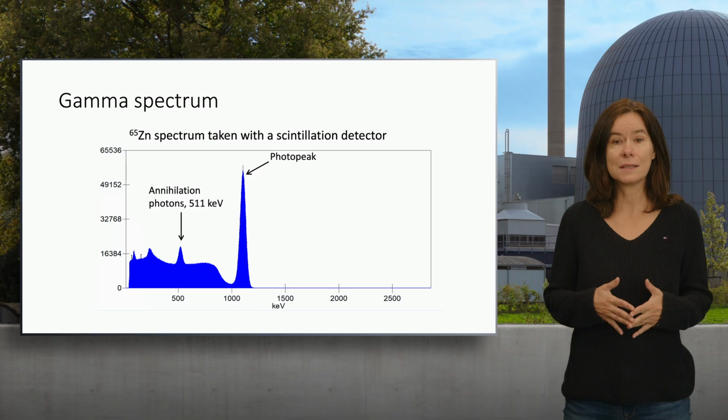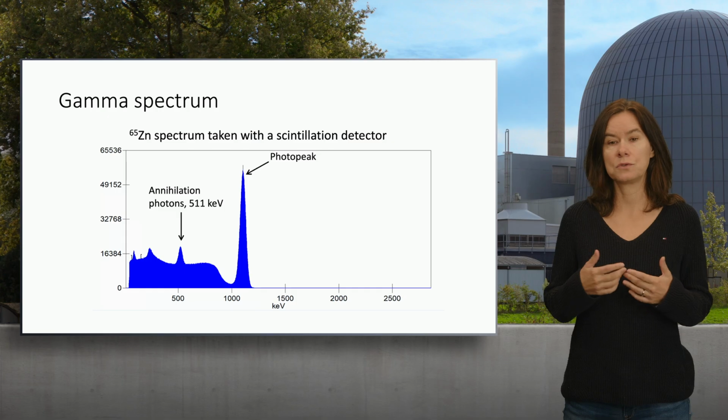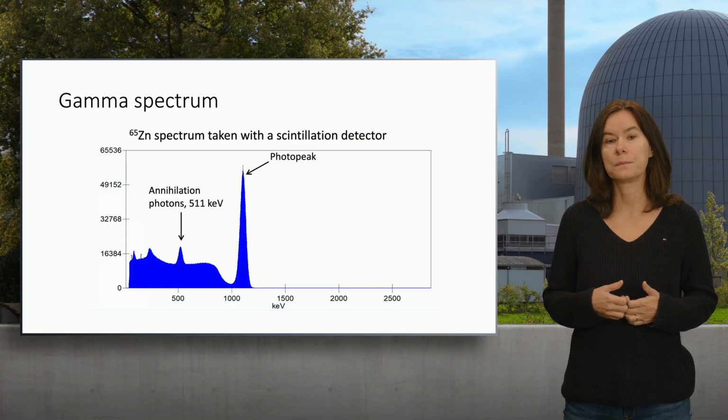I hope you now understand that each radionuclide will have a characteristic gamma spectrum. Also keep in mind that the gamma spectra we discussed were made by a scintillation detector. Using other detectors can result in sharper peaks or less background.